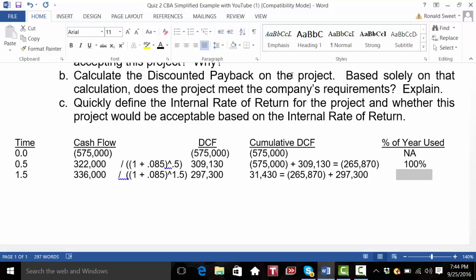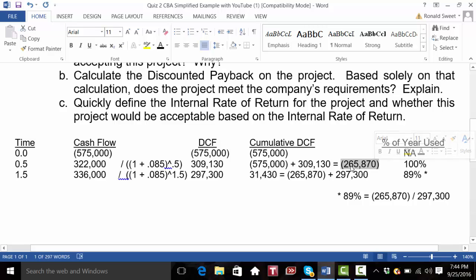How much of this year do we need? That 89%, where did that 89% come from? 89% is the deficit of the previous year, $265,870, divided by the benefit of this year, $297,300. Now you might say, well, it's a negative number, but we ignore the sign. It's the absolute value. We started with the deficit of $265,870. We produced $297,300. So where in the year did our net present value turn from negative to positive? It would be about 89% of the way through the year.